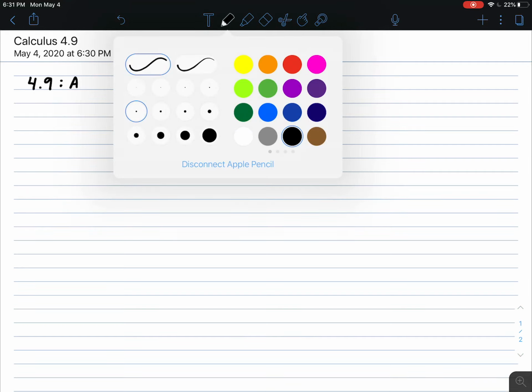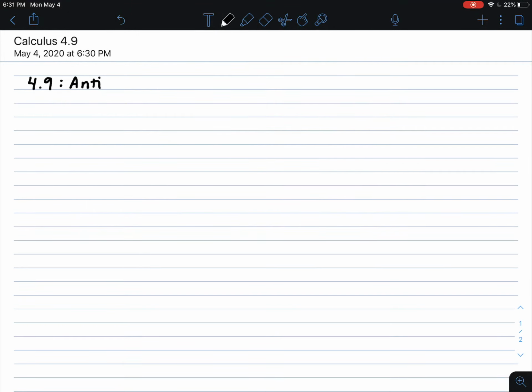Everybody. So this is the first of the 5 sections I will be posting this week, which will be covered on your final exam. This first one is section 4.9, and it is about antiderivatives, which is basically all that's covered in Calc 2, including a couple other topics. So this is mostly an introduction.